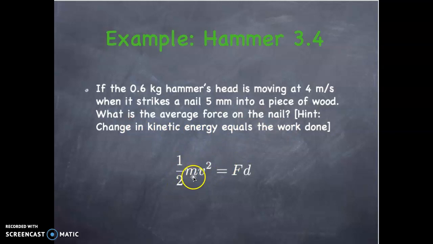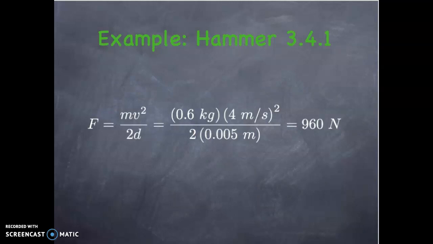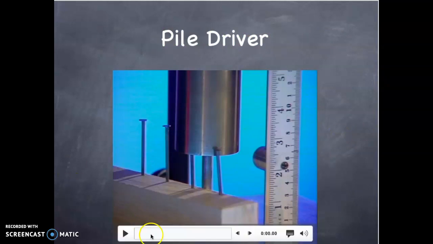The kinetic energy is 1/2 mv squared, and that's equal to work, which is equal to F times D. We're going to move the D to the left-hand side of the equation and write that F is equal to 1/2 mv squared over D, and that's what we have here. So this is an illustration of the hammer. This is the formula, so we put in the numbers here, and the force comes out to be 9,600 newtons. An illustration of this.